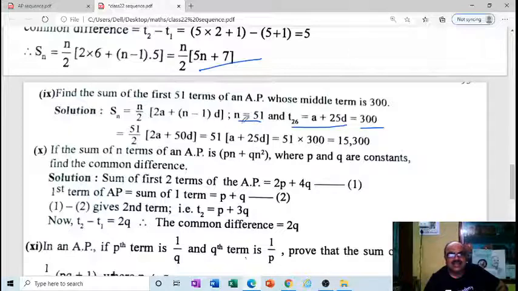And please understand, a plus 25d is the middle term, which is 300. And 51 into 100 is 15,300, which is the exact answer. This must strike: a plus 25d, getting it, and that is what is equal to 300, which is the middle term of the series.